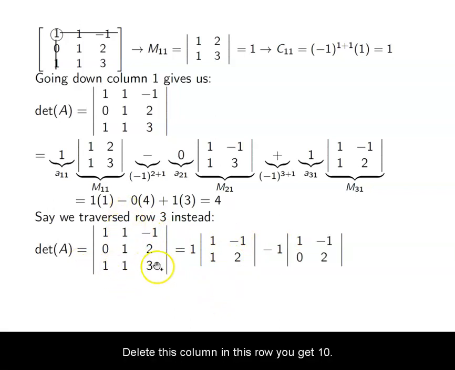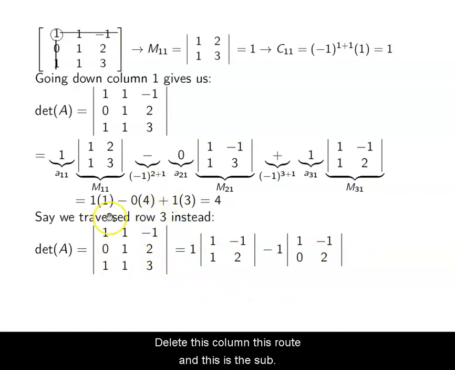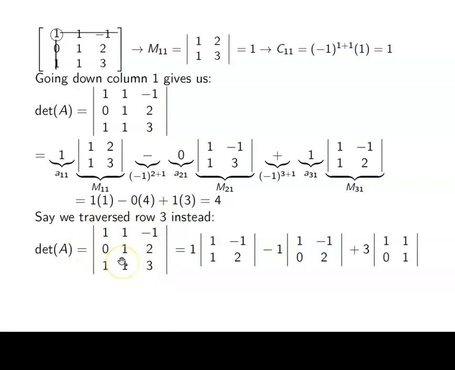Delete this column and this row, and you get 1, 0. Negative 1, 2. Okay. This would be plus, right? Plus, minus, plus. So plus 3. Delete this column, this row, and this is the submatrix. Right? So then compute that.